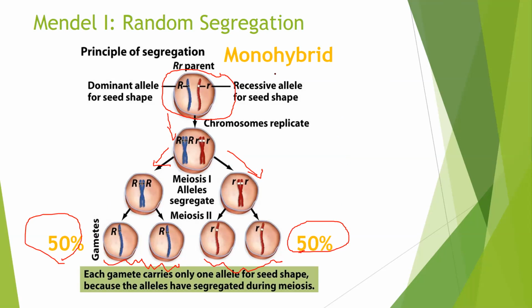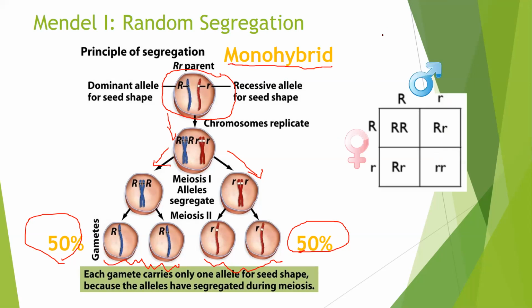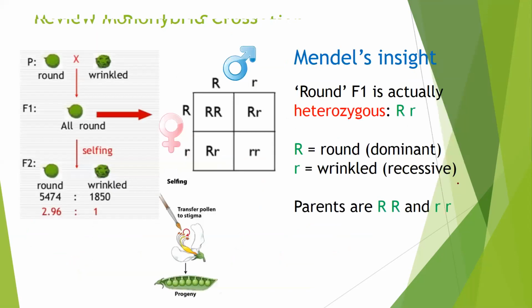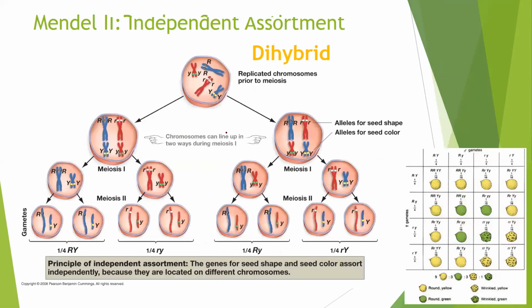Remember, we are talking about 1 gene, so that's why we use the monohybrid cross, and we can use this beautiful Punnett square to help us digest the genetics behind. All right. Now Mendel 2. What's the difference here? The name is different. We do not use the monohybrid, we use the dihybrid. Why is that? Because we're talking about 2 genes, and these 2 genes are located on 2 different chromosomes.